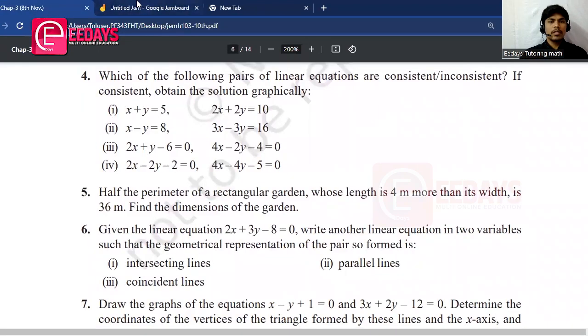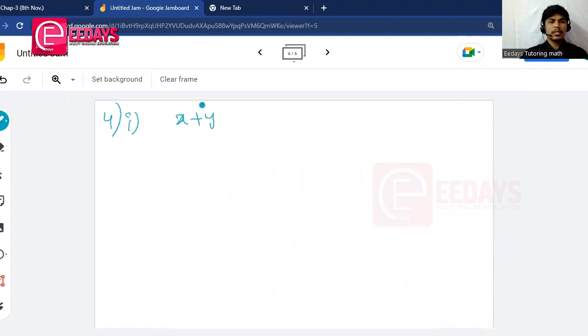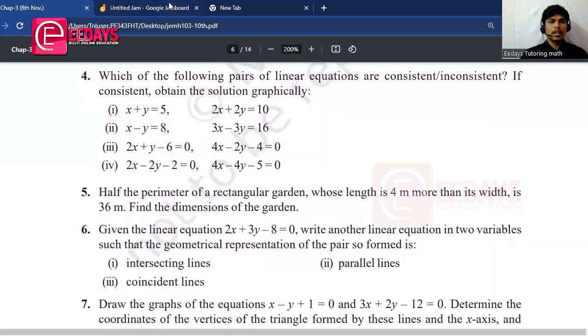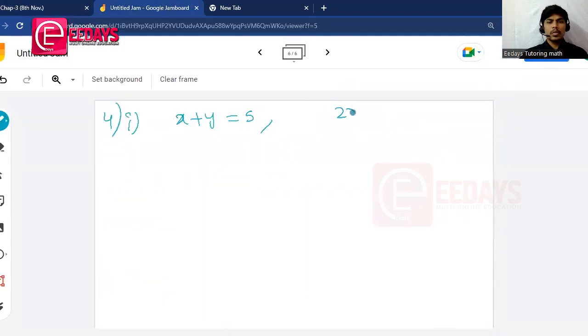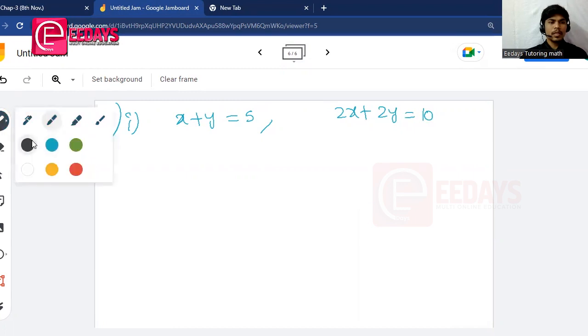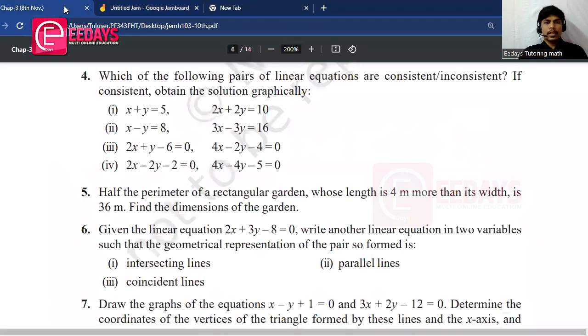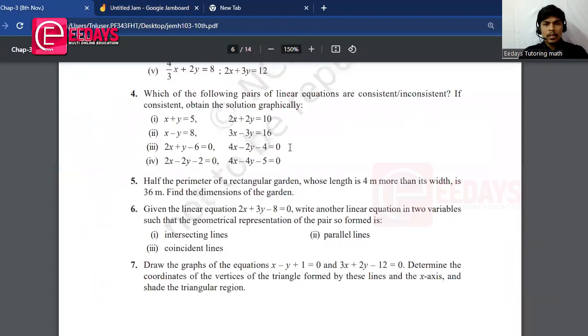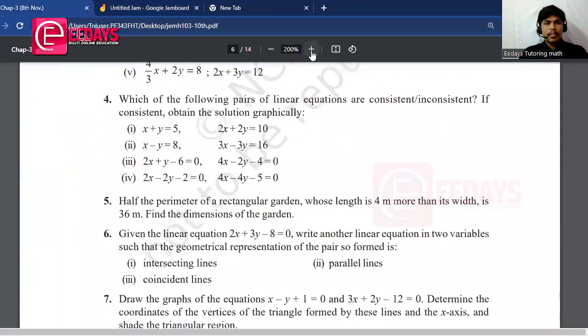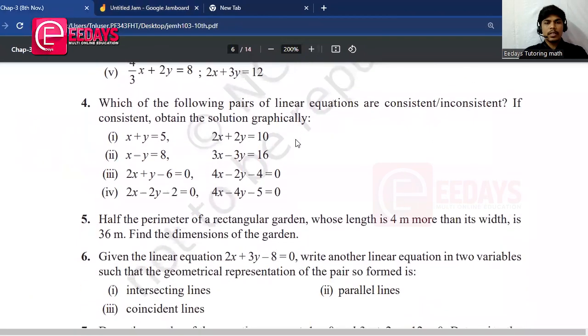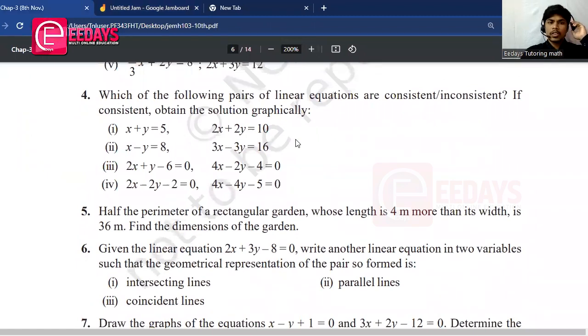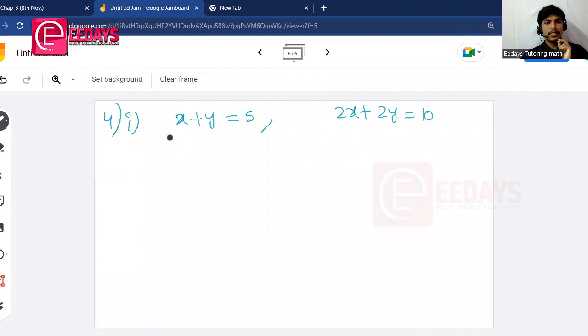The first equation they gave is x plus y is equal to 5, and 2x plus 2y is equal to 10. All right. How to prove that graphically? What is the question here? Whether the linear equations are consistent or inconsistent. If it is consistent, then obtain the solution graphically. If it is consistent, you can draw the graph, or else you don't do that. Let's prove whether consistent or not.